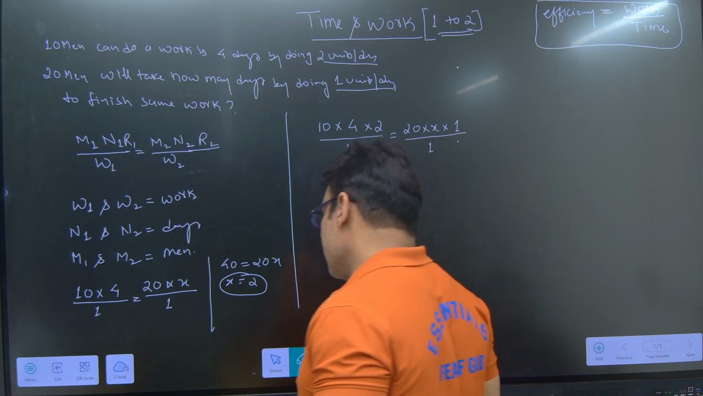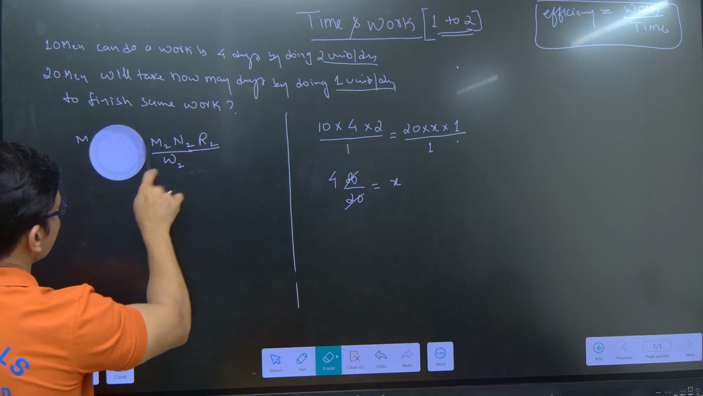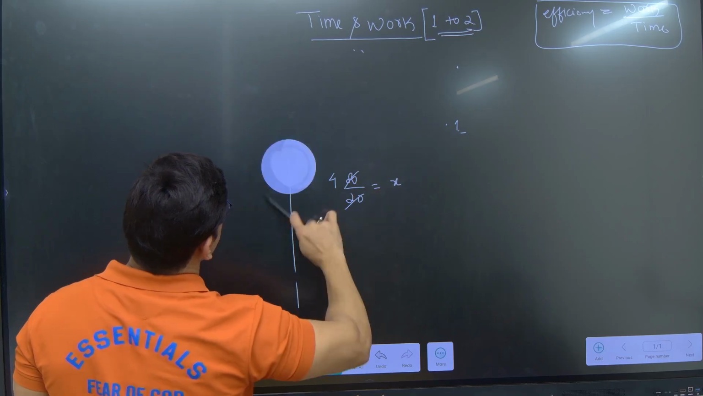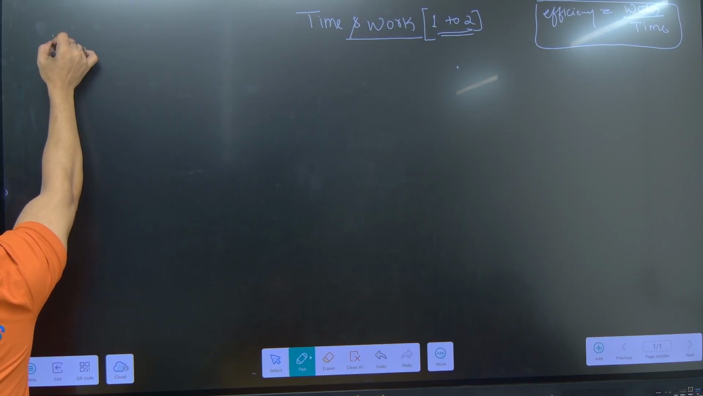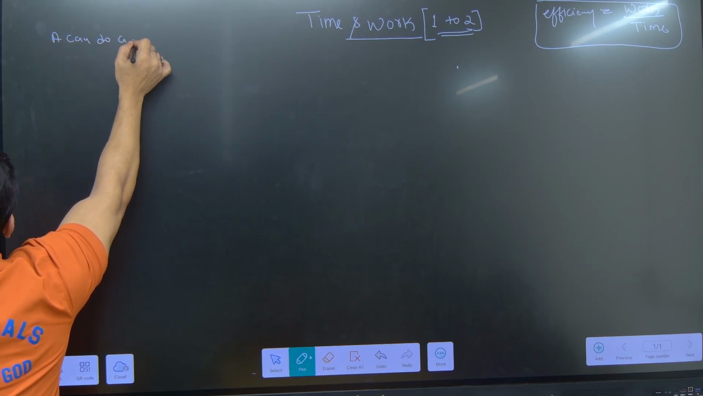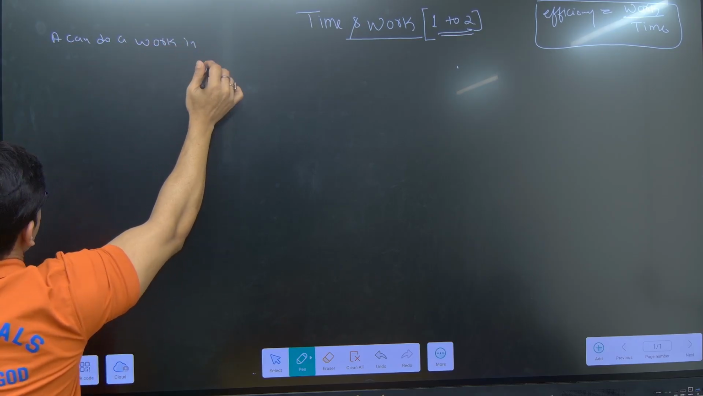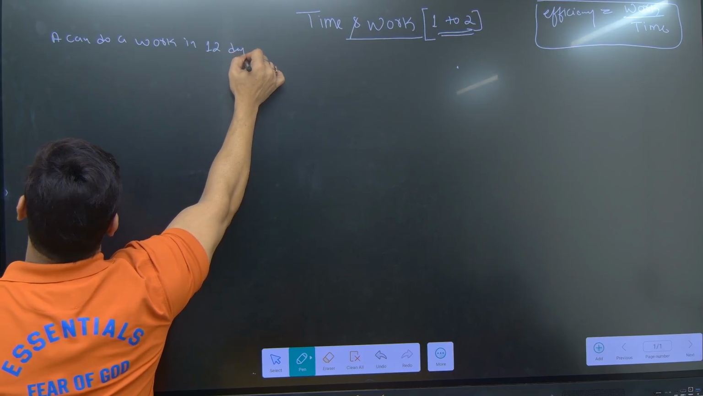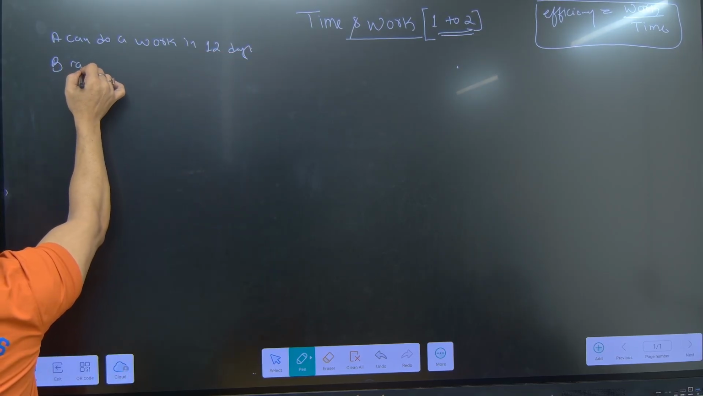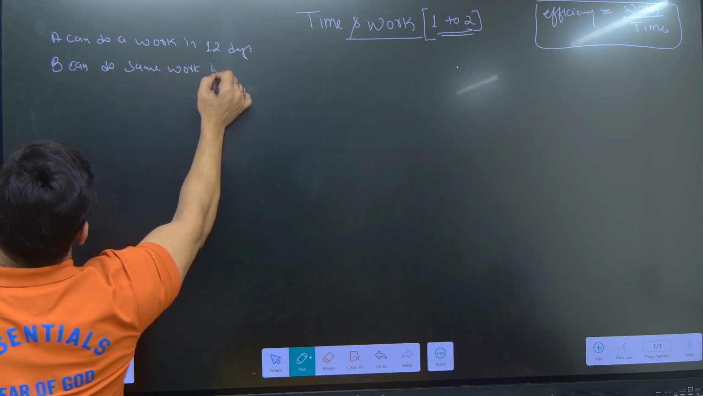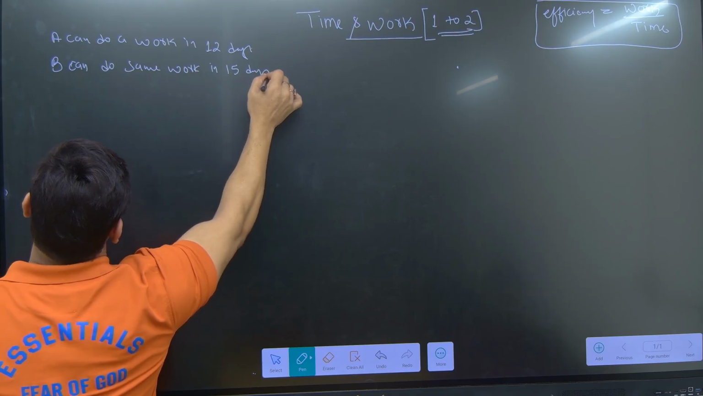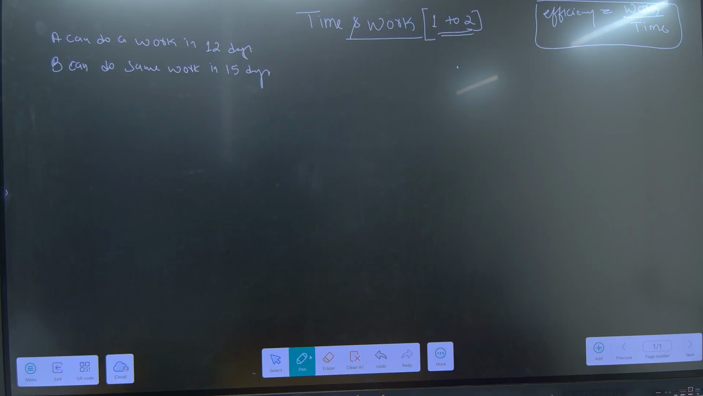Now, second type of problem which you get is given that, let's say, there are two people. A can do a work in 12 days. And then B can do same work in 15 days. That means individually A alone can do a work in 12 days. B alone can do the same work in 15 days.